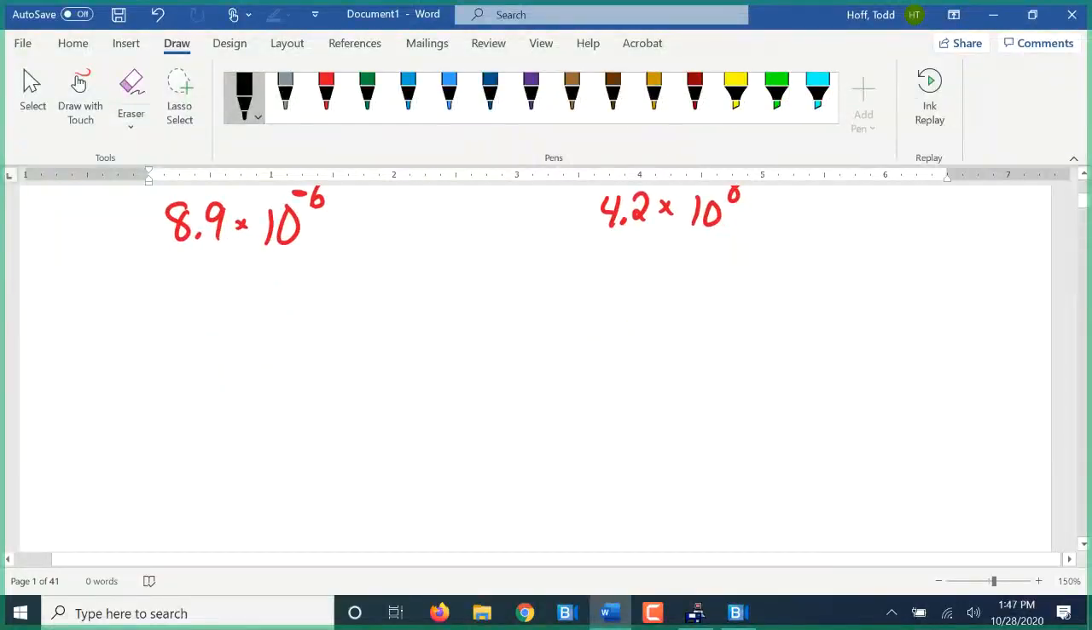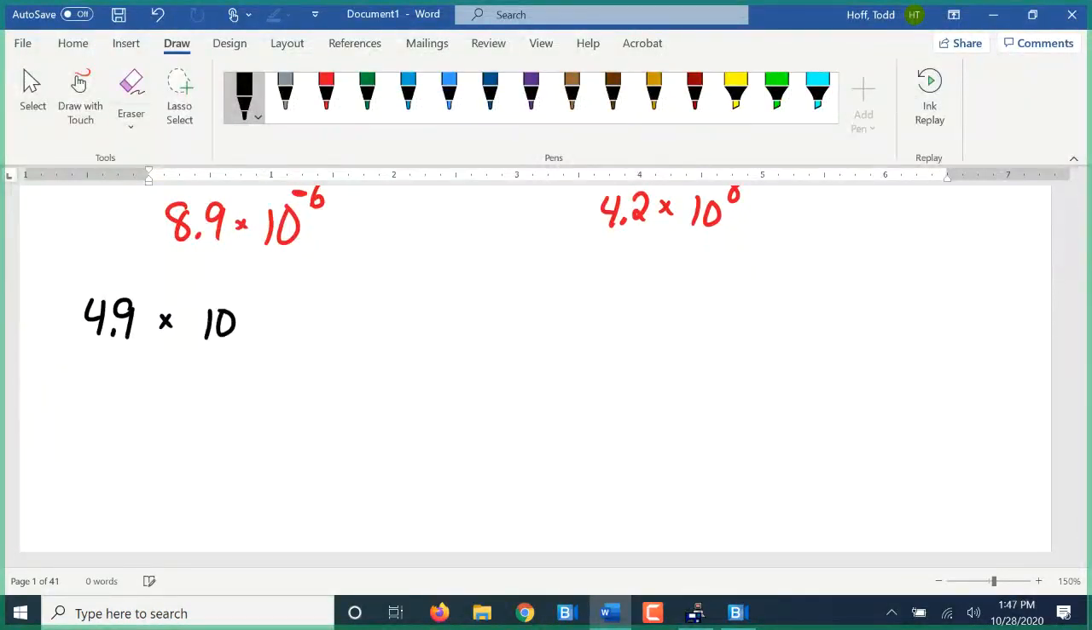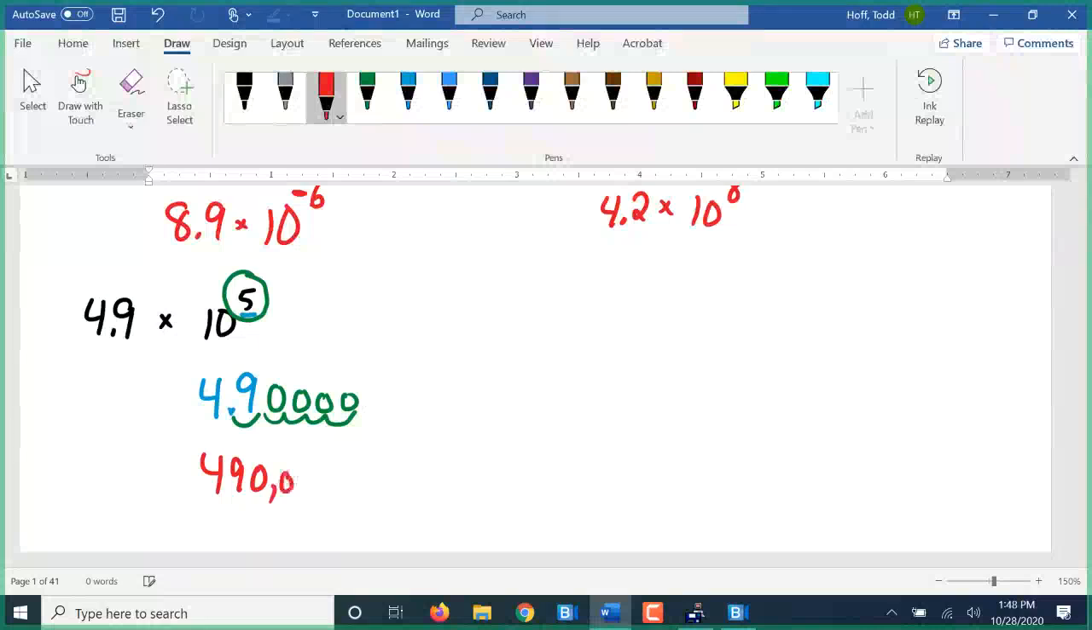Going the other direction is pretty simple as well. I have 4.9 times 10 to the 5th. I start out with my 4.9. 10 to the 5th means I'm going to have to move my decimal point 5 spots. I have to decide if I'm making this number larger or smaller. Well, that's a positive 5, which means I'm making this number larger. So I have to move my decimal point 5 spots to make this number larger. So I go 1, then I have to add zeros, 2, 3, 4, 5. So that is 490,000.